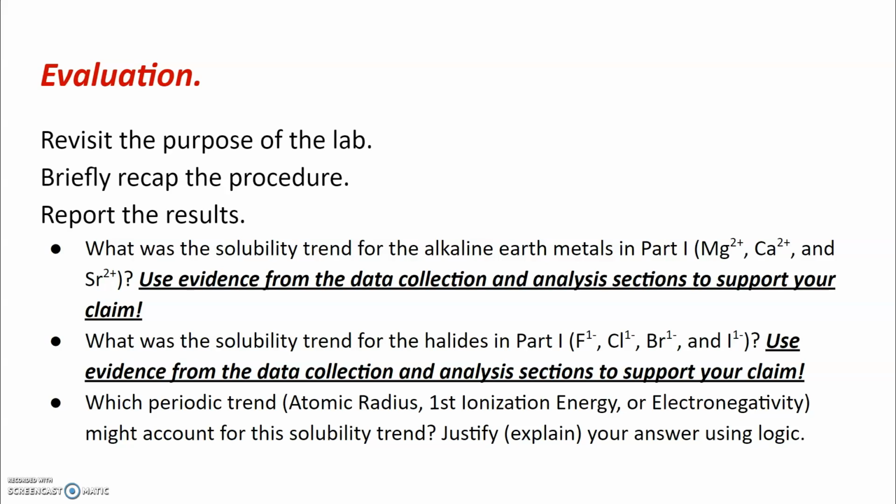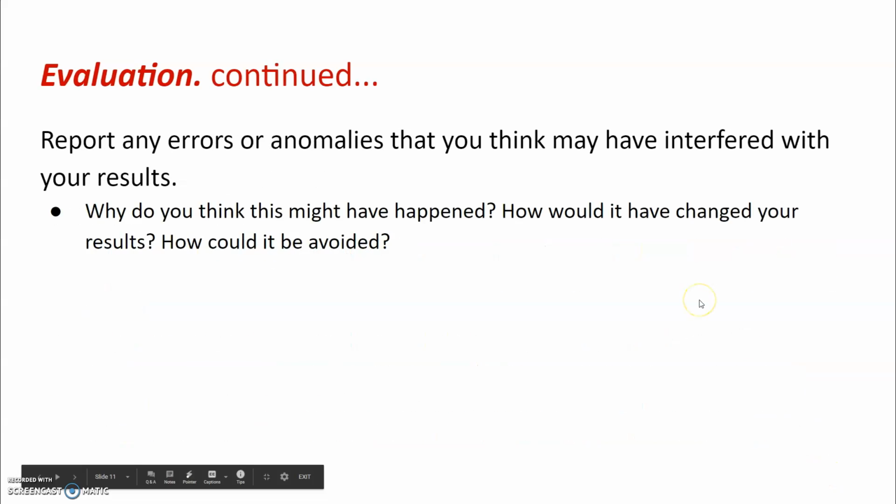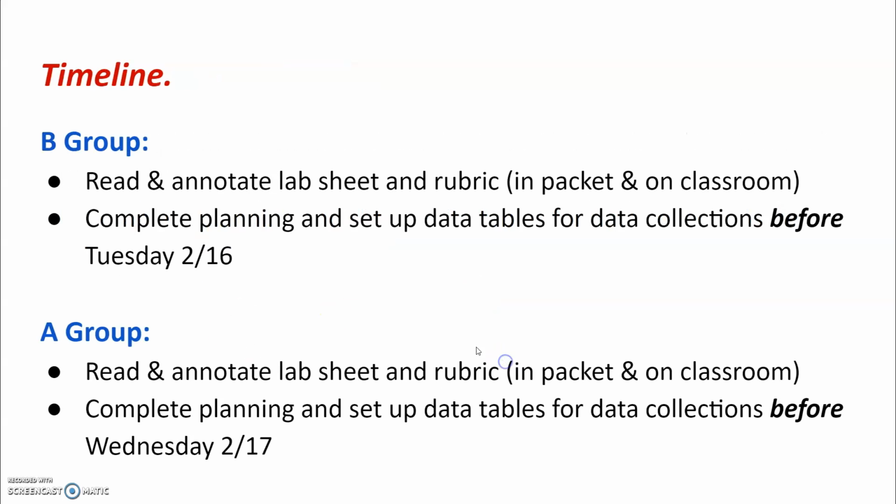And I want you to justify or explain your answer using logic, right? So that it makes sense. You should report any errors or anomalies that might have interfered with your results. Why do you think they happened? How would it have changed your results? How could it be avoided? Please don't say things like human error. That's not really that meaningful. Okay, and we can talk more about that after the lab is done.